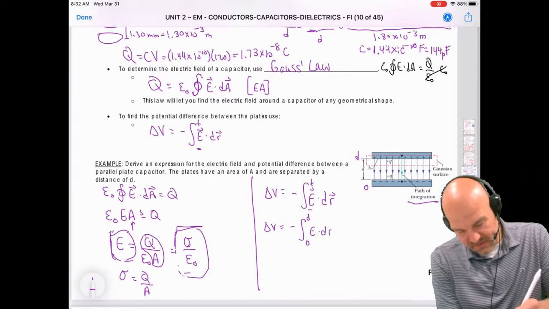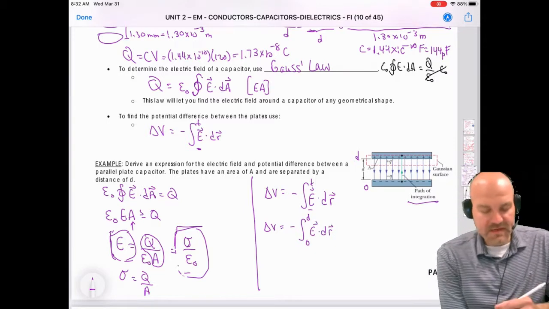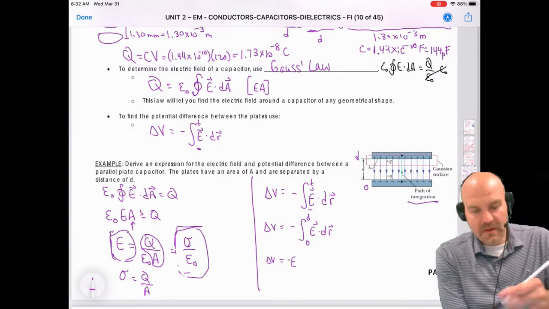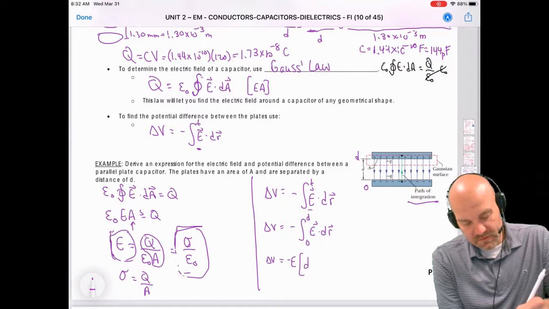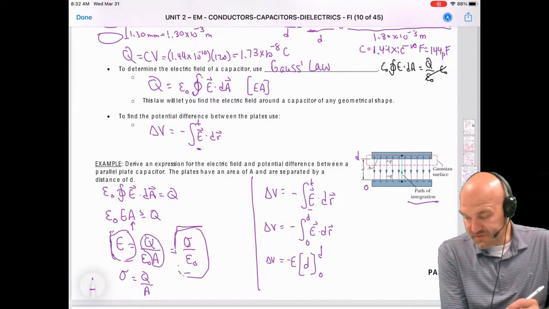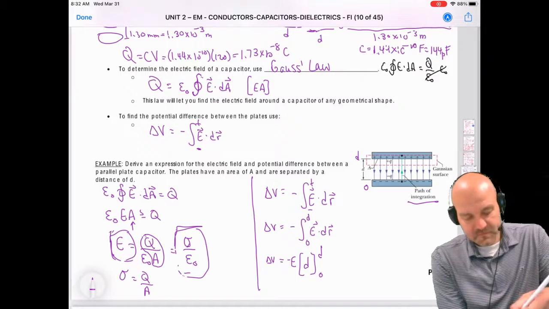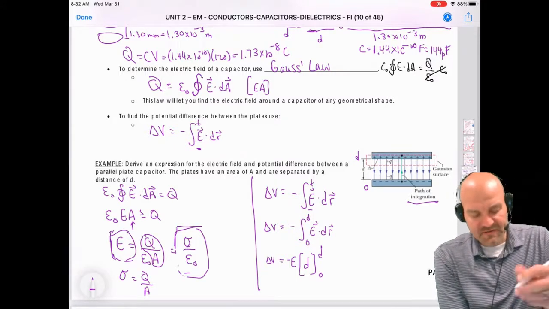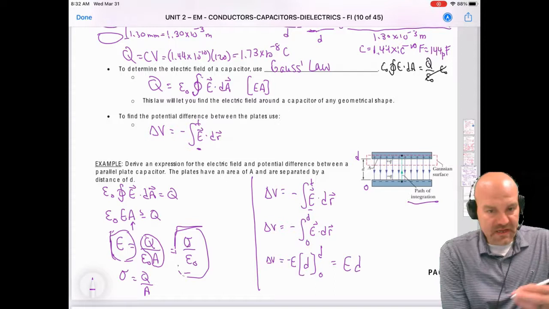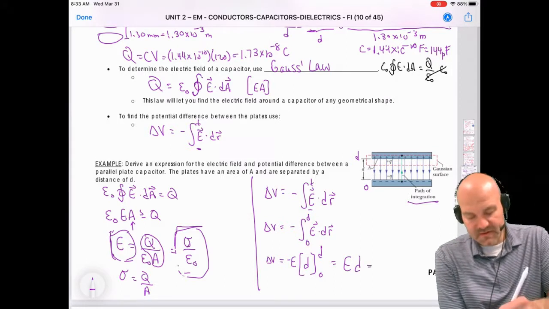E dot dr. Well, E dot dr is simple. Think about the E field as constant, and we're going from 0 to d. So what happens is this negative sign flips everything, and it just becomes E times d, but I know E is sigma over epsilon naught.